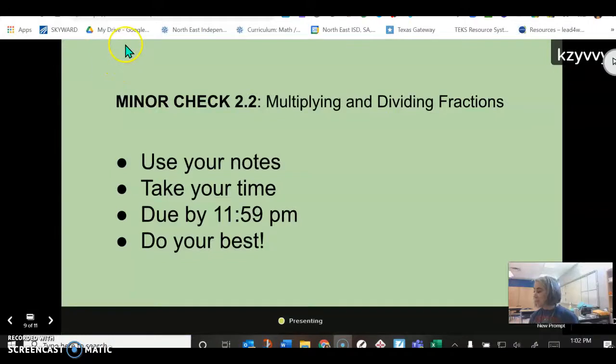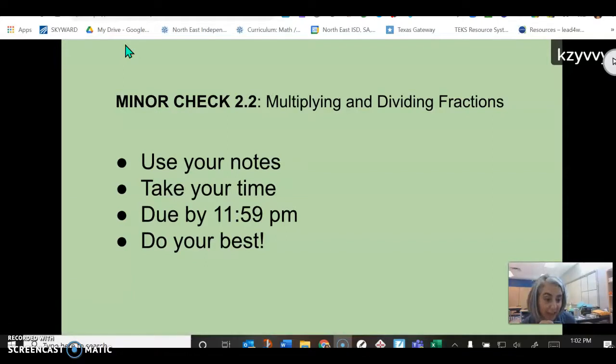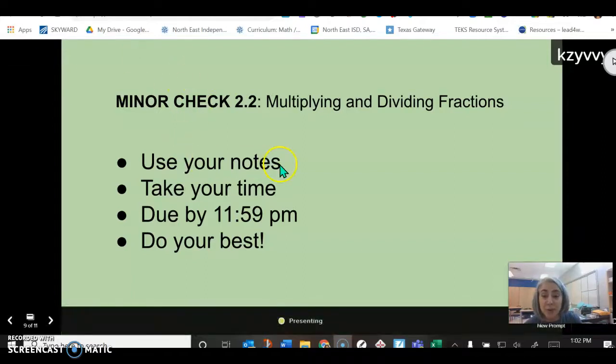Hey guys, remember to keep your notes out and your examples. I'm going to ask that you take your second minor check. Minor checks do go into our grade book, so please make sure that you get this assignment finished and you're doing your best job, okay? A reminder, please use your notes. Take your time. It is due tonight by 11:59 p.m. You can use some of your class time to do it, and always do your best work, okay?